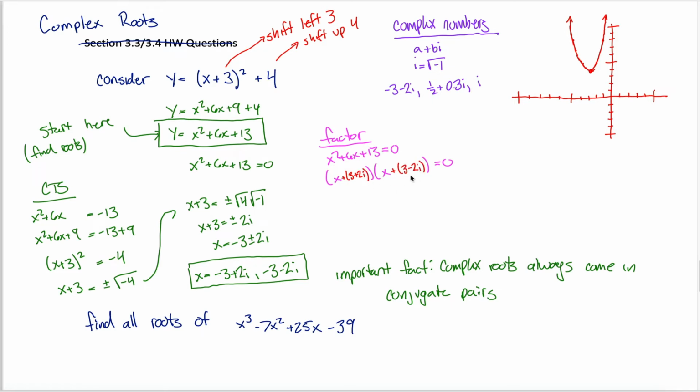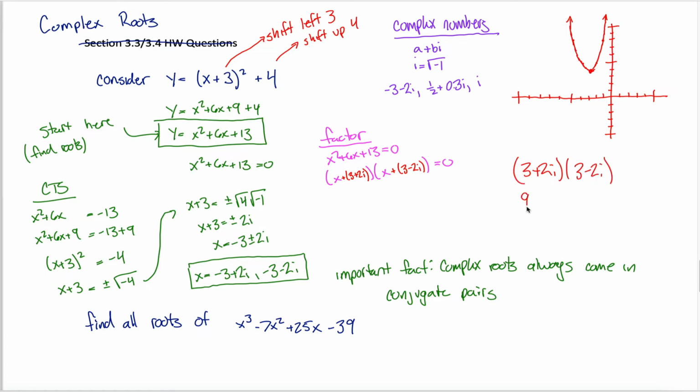Right? Try it. Add these two things together. 3 plus 2i plus 3 minus 2i. Let's see, 3 and 3 gives me 6, and 2i and negative 2i gives me 0i. In other words, 0. When I add these two things together, I sure do end up with 6, the coefficient on my linear term. And when I multiply these two guys together, I'd have to think FOIL.